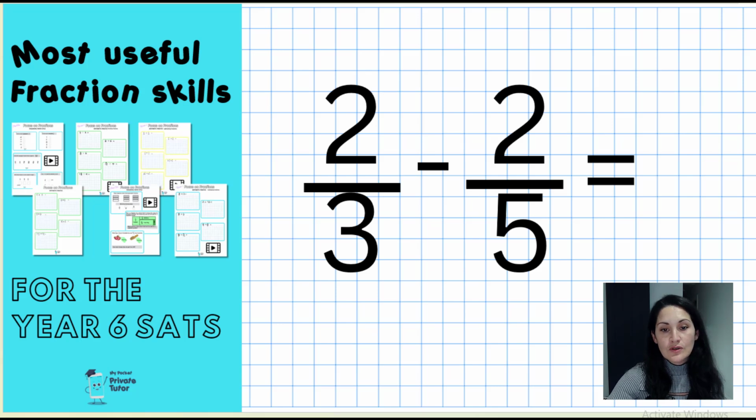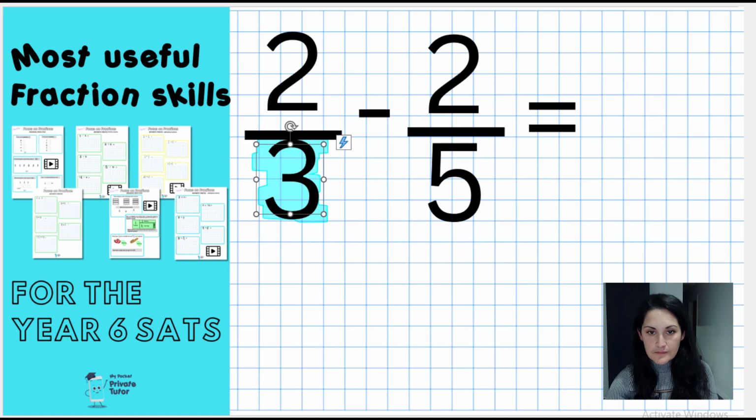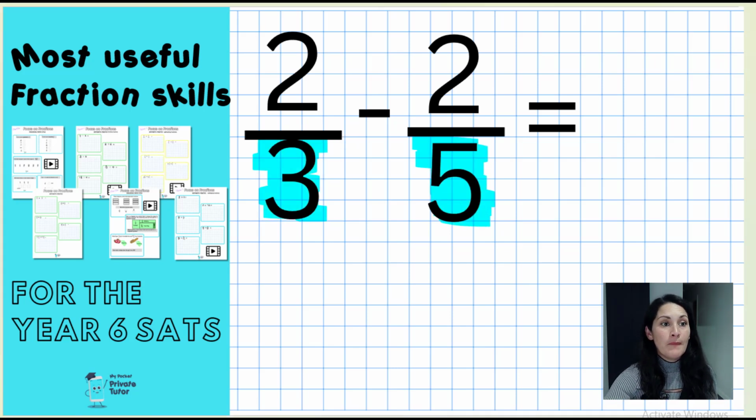With a subtraction question, we also need our denominators to be the same. So we need the 3 and 5. We need to find a common multiple of both 3 and 5. In this instance, I am going to just multiply them both by each other. So 2/3 and 2/5 will both become fractions over 15.